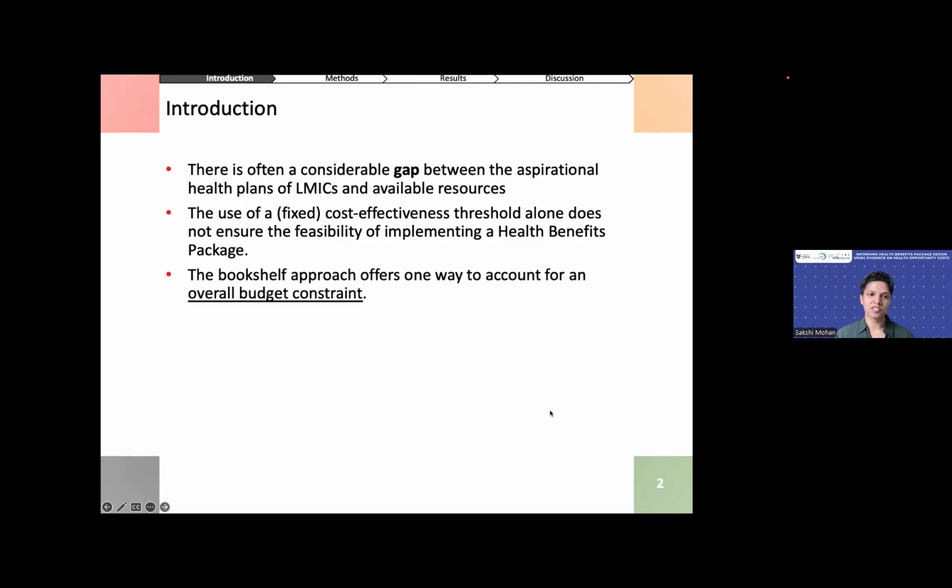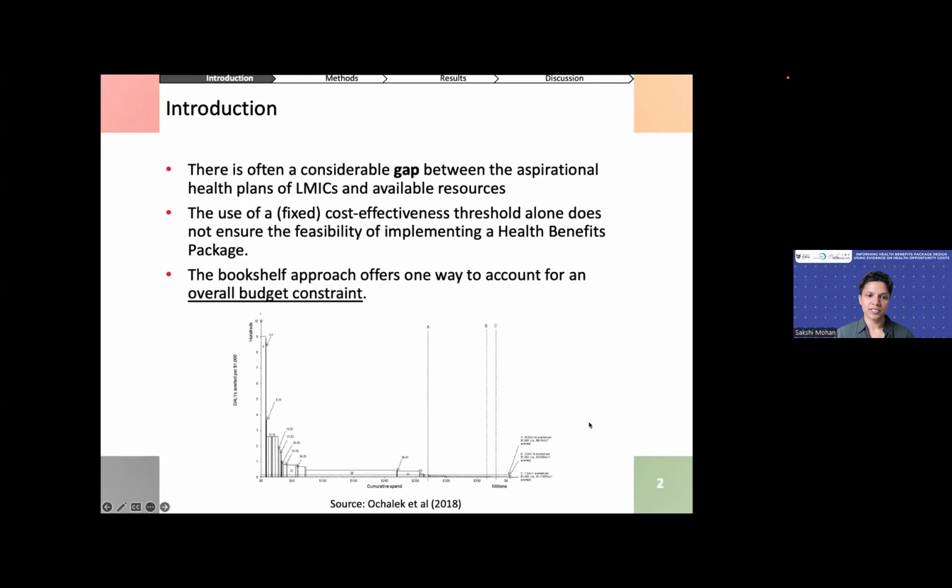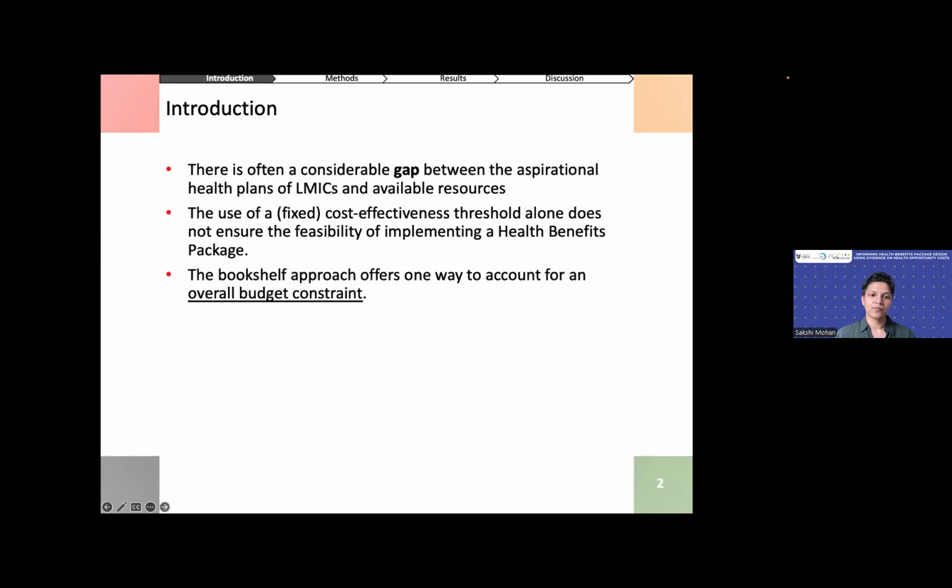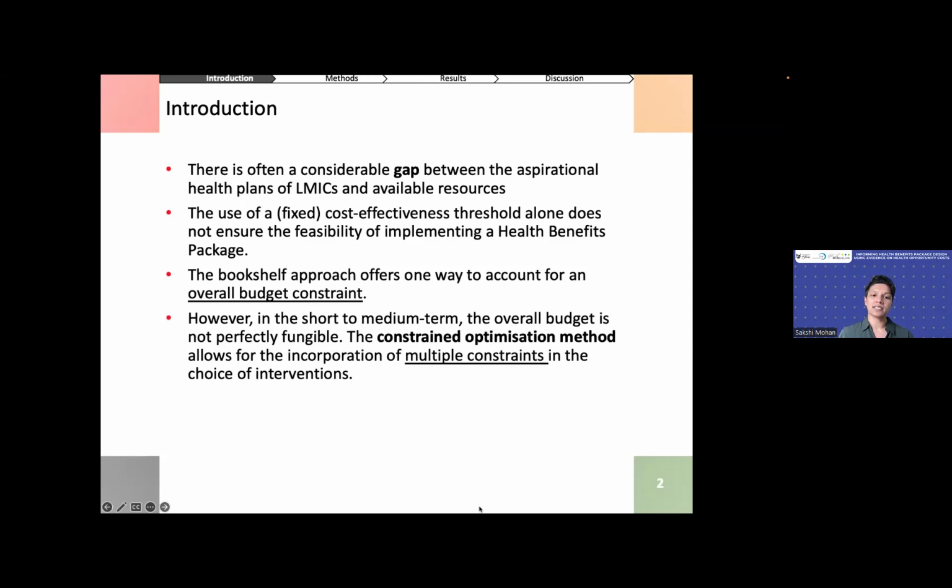Dr. Odame spoke about the bookshelf approach, which allows for the incorporation of a single resource constraint, such as an overall budget constraint. This figure from Ochalek et al. tried to line up interventions in decreasing order of their health to cost ratio. Interventions were then included in the package for Malawi, in this case, until the drugs and commodities budget was exhausted. The problem with this approach is that only a single constraint can be incorporated.